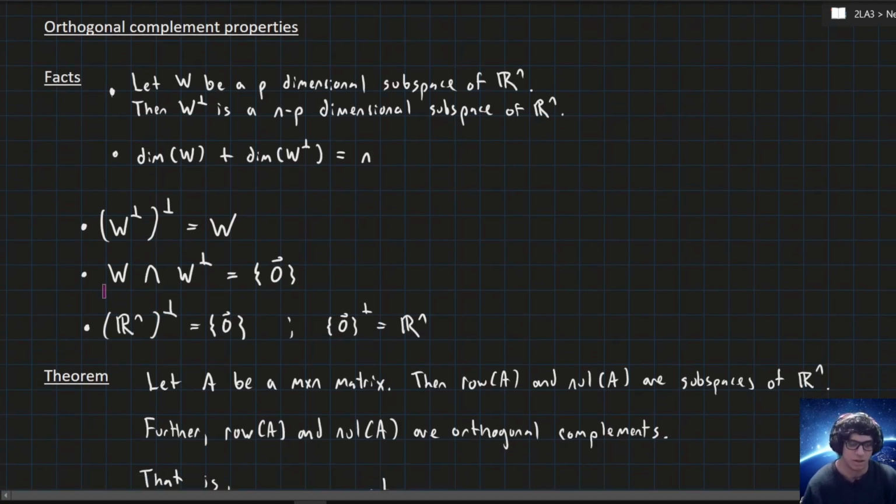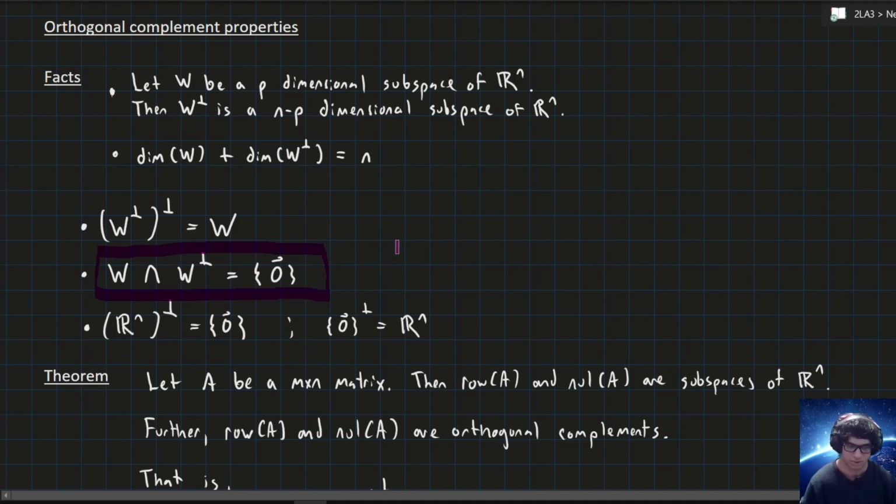Another fact is that W and its orthogonal complement, the intersection, the elements they have in common, or where they meet, is always only going to be just the zero vector. And we saw it in the diagram of the previous example, right? The line intersected the plane at just one point, the zero vector. And there was a test question that essentially asked you to prove this.